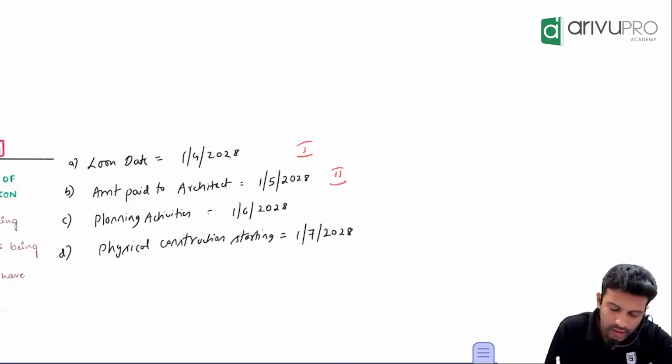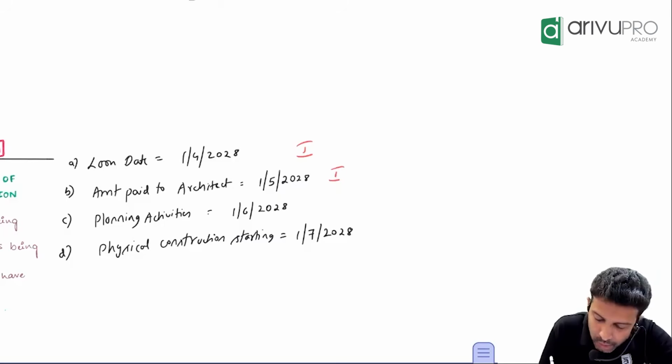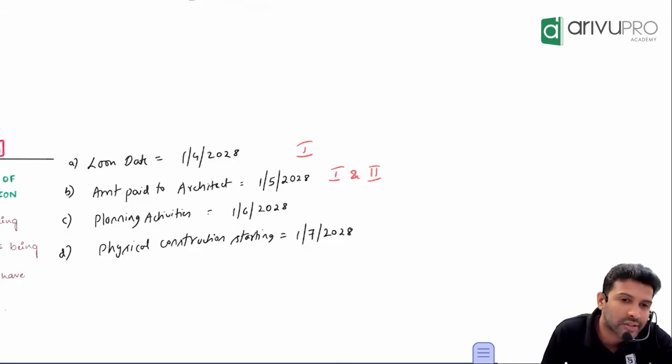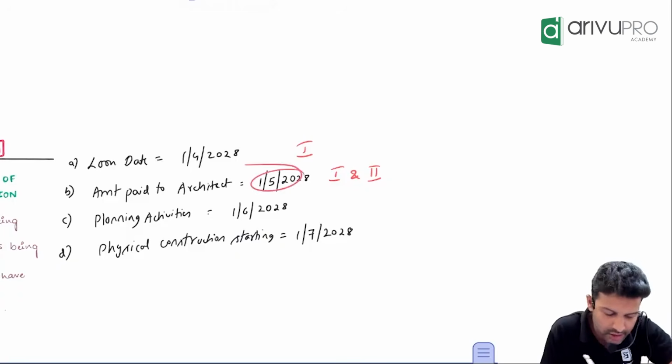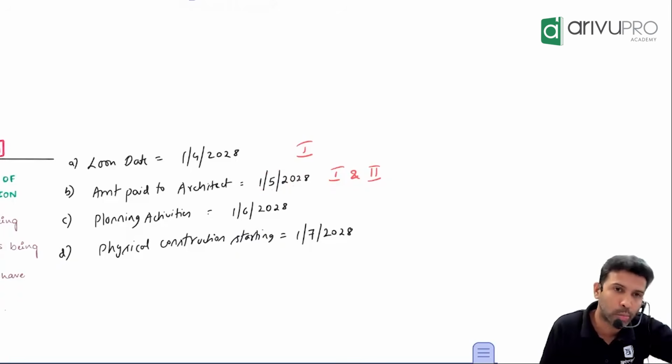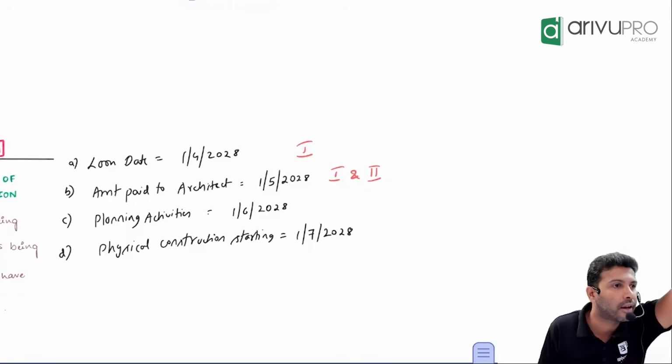Agreed? Yes, sir. Okay. So can I say that on 1st May, condition number 1 and condition number 2 both are satisfied? Because condition 1 came on 1st April already. So on 1st May, condition 1 and condition 2 both are satisfied. Agreed. Third one is what?